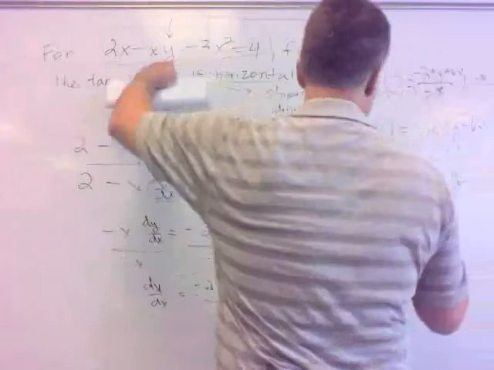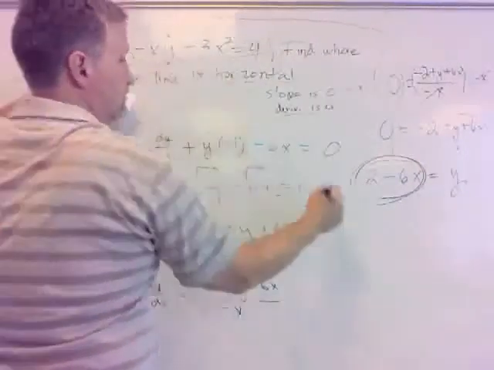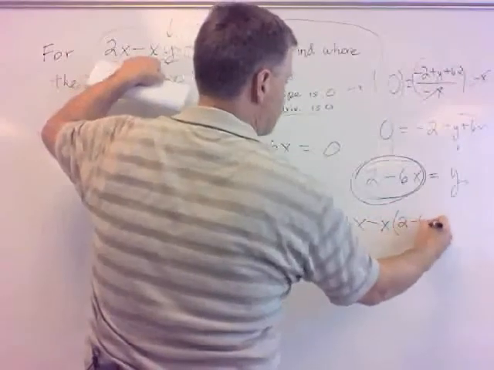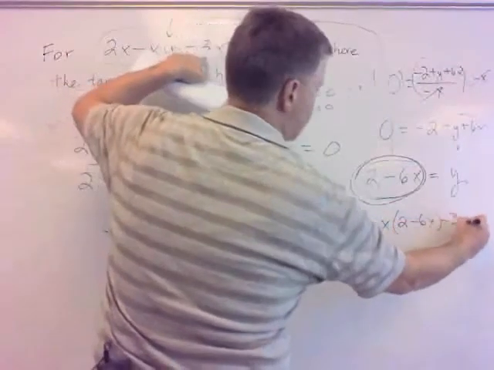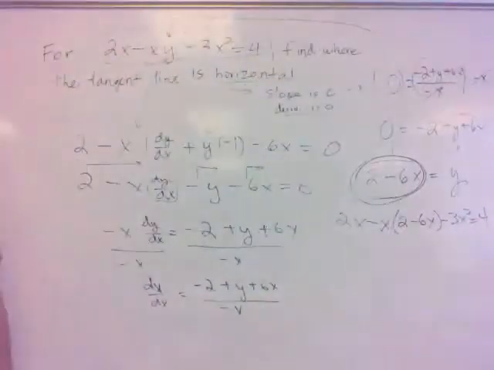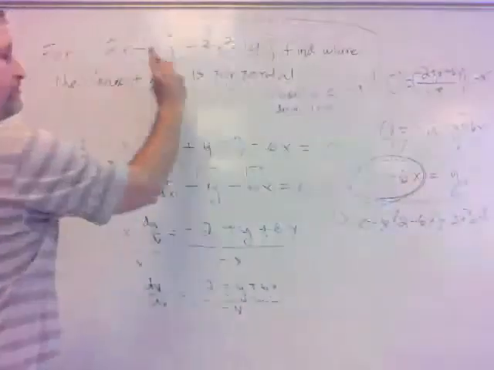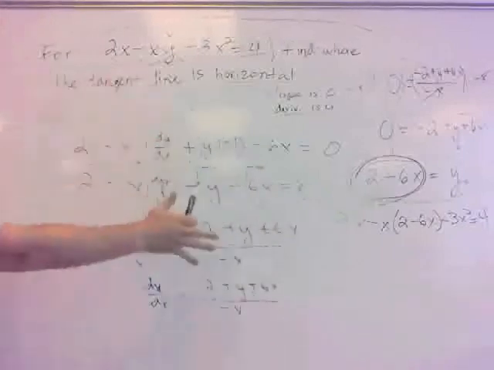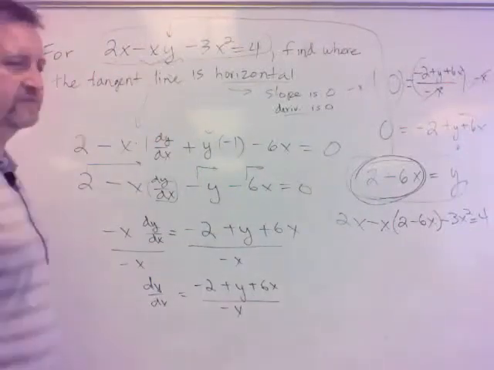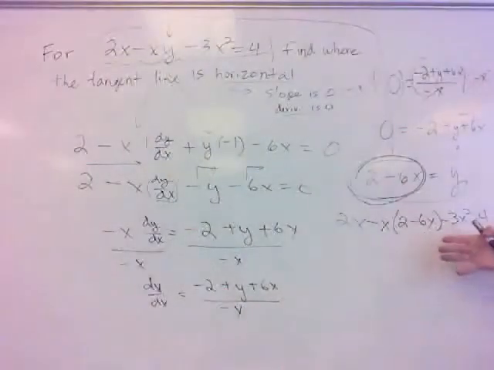I'm just dropping 2 minus 6x in for y here. So that would be 2x minus x times 2 minus 6x minus 3x squared equals 4. So essentially what I'm doing is I've got a system of two equations now. I know x and y are related two ways, and just solving the system here. You with me? See what I did? See where I got this?